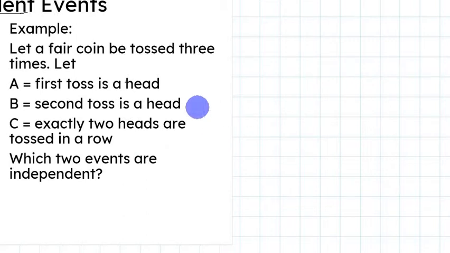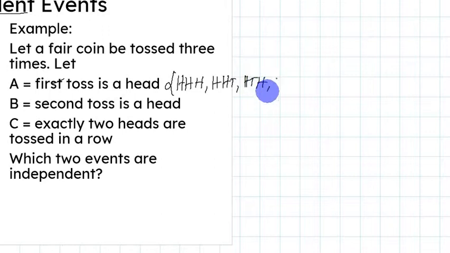So we know that the sample space, or the elements rather, of this event, the first toss is a head, if you toss a coin 3 times, would be, of course, when you get all heads, then when you get 2 heads and a tail, then you get a head, a tail, and a head, and you get a head, a tail, and a tail. All first toss is a head.